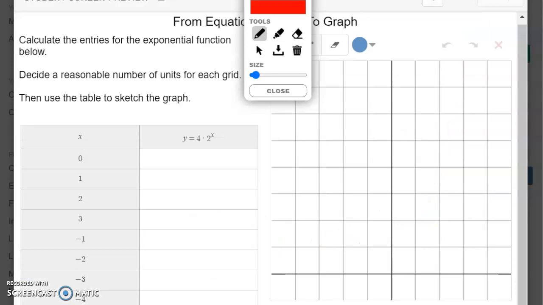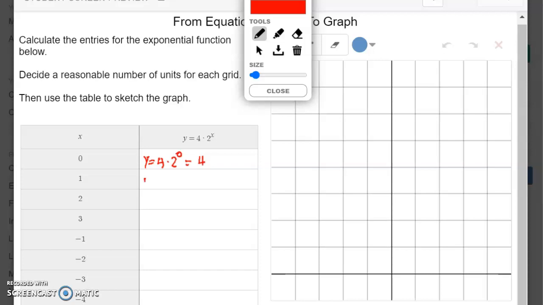This time I need to calculate the entries for the exponential function below. I need to calculate the values here and then decide the reasonable number of units for each grid line. Then use the table to sketch the graph. Okay, so when x is equal to 0, then y is 4 times 2 to the power of, instead of x, I'm going to put 0 right there. What's 2 to the power of 0? That's 1. 1 times 4 is just 4. So it's (0, 4).